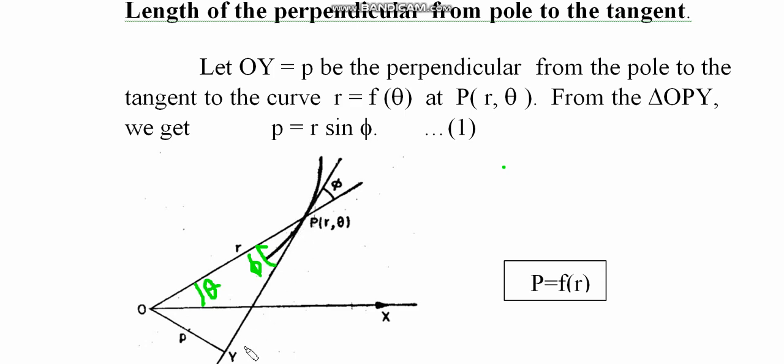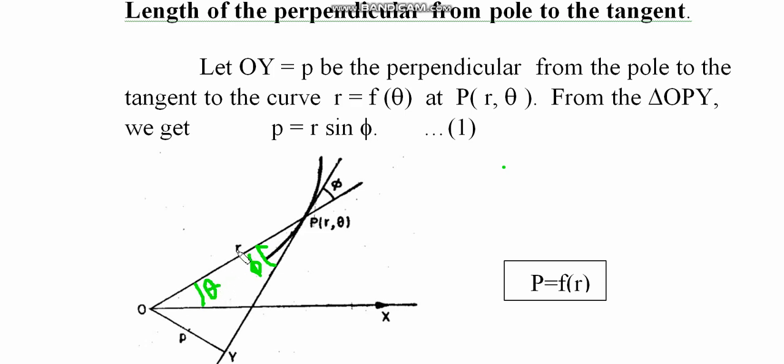And Py is the tangent to the curve at the point P. And Ox is the initial line. O is called the fixed point. The distance from this fixed point or pole to the point P is called the radius vector r. And the angle between this radius vector and the tangent, we call it phi.